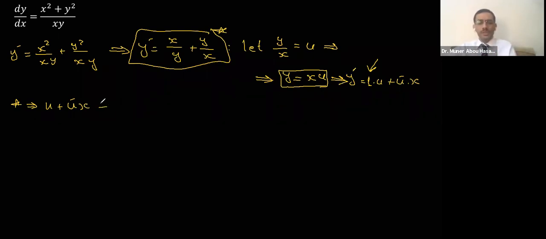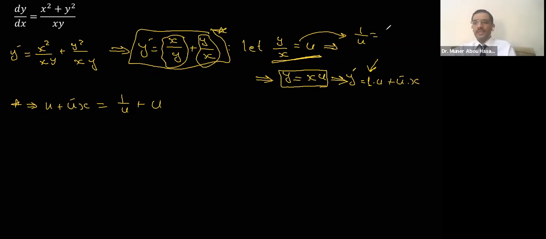So let us continue. Equal. Instead of x over y, you asked me to write 1 over u, plus, instead of y over x, as you explained here, it is u. So don't forget, from this equation, you can say 1 over u is x over y. Okay? Now I'm going to simplify this equation. I can move this u here. So it is u prime x equal 1 over u plus u minus u. Now I can cancel u with u. So I have u prime x equal 1 over u.